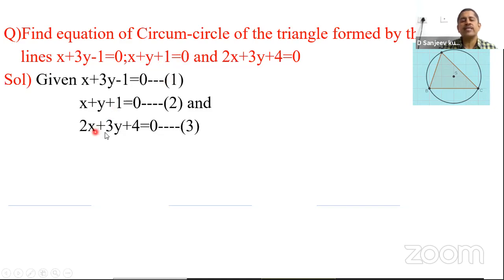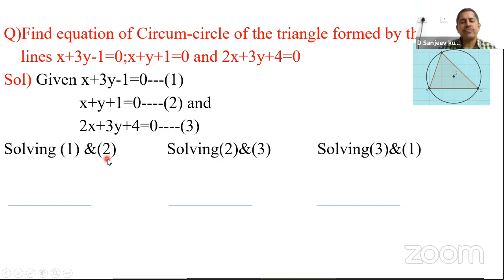Third equation, 2x plus 3y plus 4 is equal to 0. So you have to solve this. You take any pair first. So you say solving 1 and 2, solving 2 and 3, and solving 3 and 1. So I have done it simultaneously. I explained one by one.